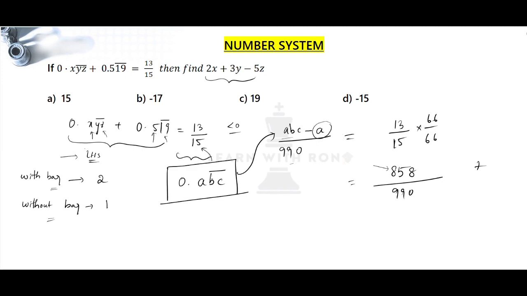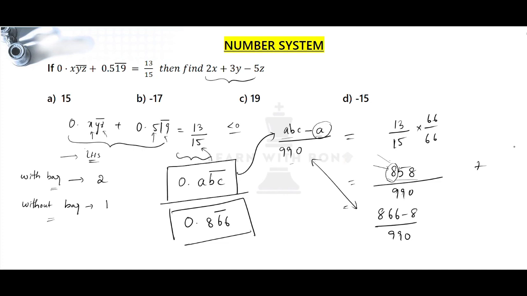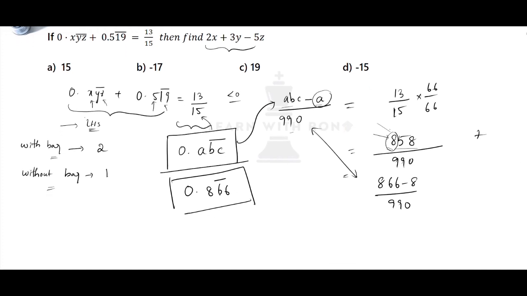But we want it in the ABC format. So how do I get it in this format? Just add this value, because this is the value they subtracted. So I write 858 plus 8, that is 866, minus 8, by 990. This is the same format, right? So from this equation, I can write 0.866 with bar on the 66 is nothing but 13 by 15. I hope you understood how I wrote this 0.866 bar.